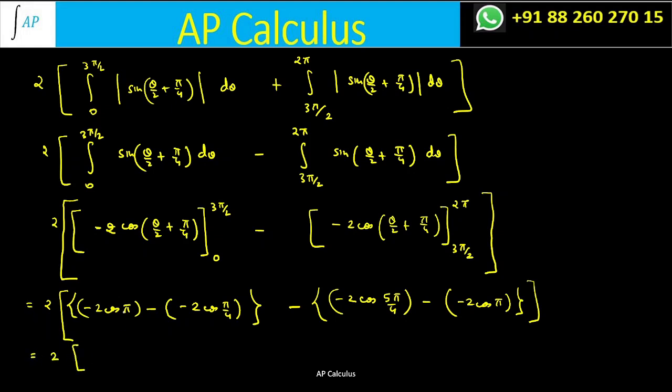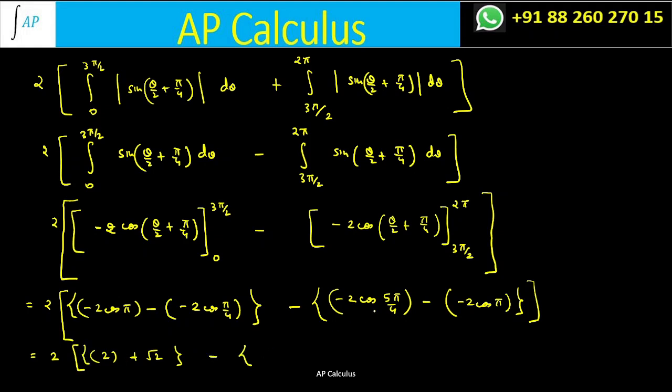Now, what is cos pi? Cos pi is minus 1, so that will become positive 2. Cos pi by 4 is 1 by root 2, so 2 multiplied by 1 by root 2 becomes root 2. So it will be minus root 2, but minus minus is plus, so it will become plus root 2. That is the first part.